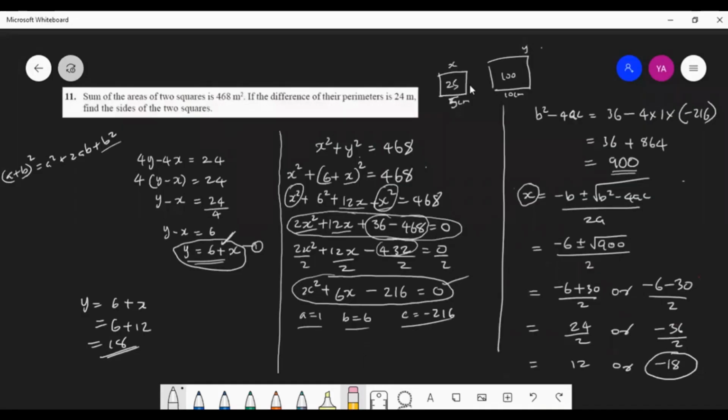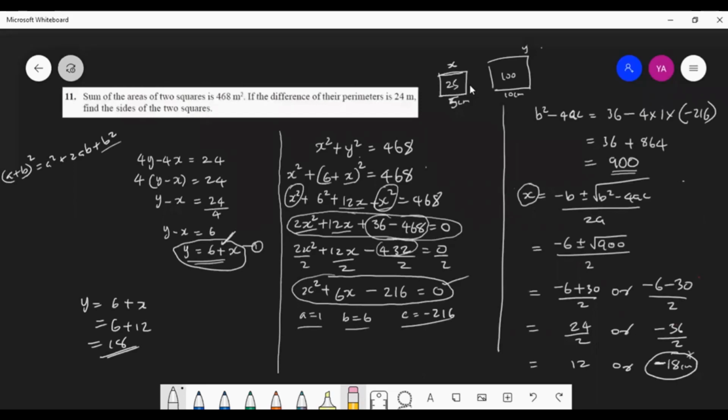Yes, because some measures can be negative numbers. But here we have chosen the side length of a square. Can it be negative? No. We will never say the length of a side of a square is minus 18 centimeters. We will never say that, so this is impossible.